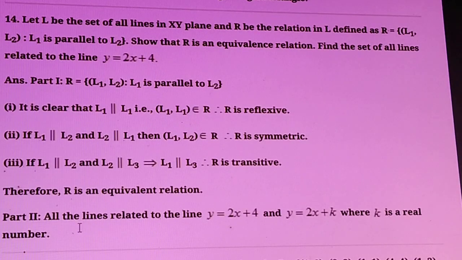Now the second part. All the lines related to the line y = 2x + 4 are y = 2x + k, where k is a real number.